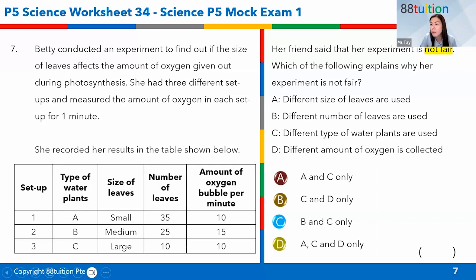Let me see. I think, is it that everybody got it right? Oh, Timothy, you got it wrong, Timothy. What do you choose? You chose A, C, and D, Timothy. Let's see, you chose different size of leaves used, but this is what we want to find out, you know. So we must use different size of leaves, right?